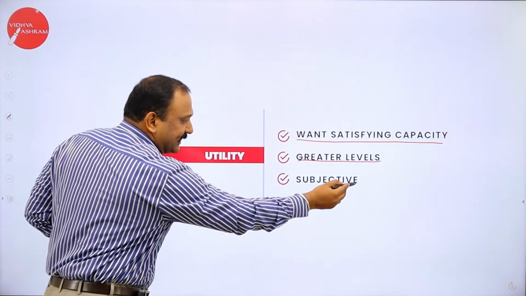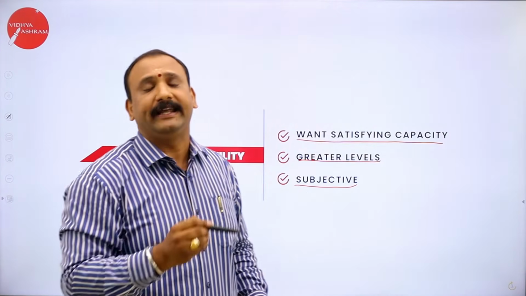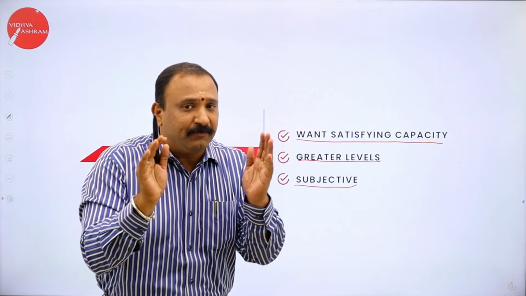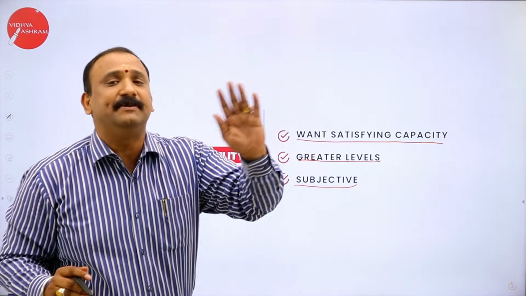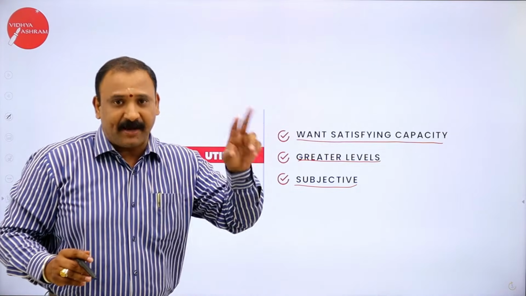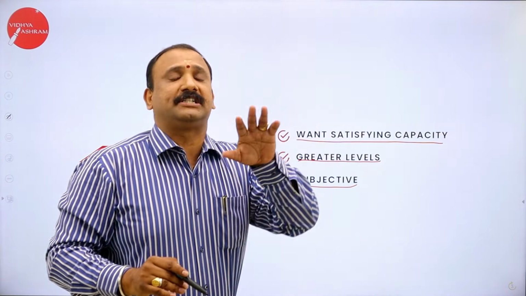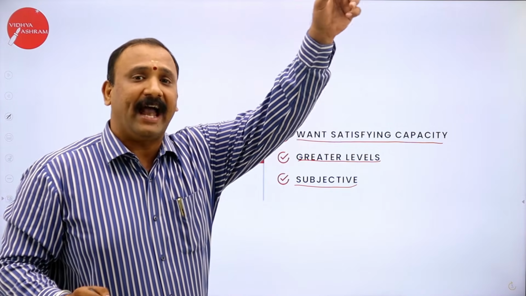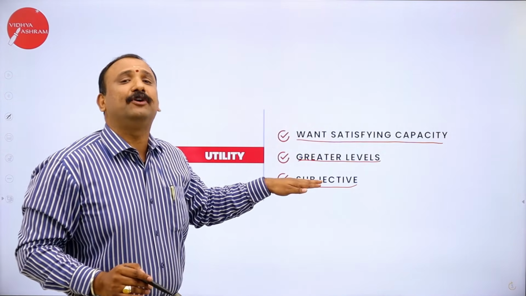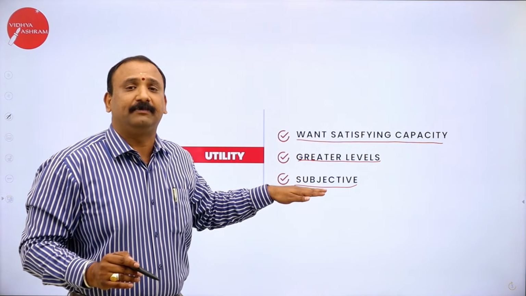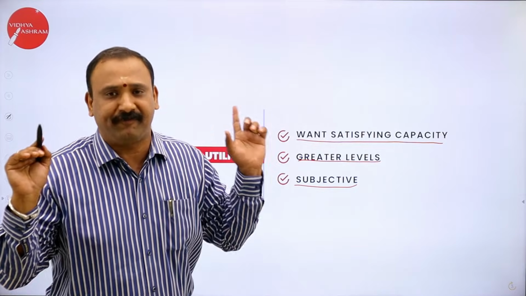Next, subjective. Now, this word is also important when it comes to utility. Why? Because everybody will not have the same kind of want. Everybody will not have a similar side of life. For somebody, the utility might be at a limited level. For somebody, the utility might be at a higher level altogether. So, it is a subjective matter. It is not something that can be applied to all as a constant law or a factor.